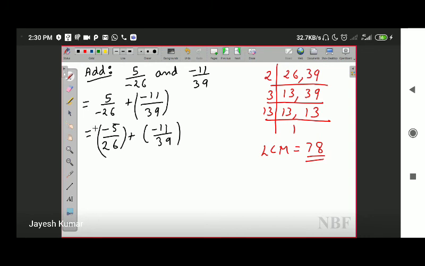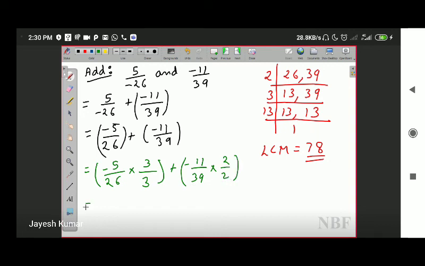Okay. So this will be minus 5 upon 26. What should we multiply with 26 to get 78? 3. Plus minus 11 upon 39. What should we multiply with 39 to get 78? That is 2. Okay. On solving it, this will be minus 15 upon 78 plus, let's put a bracket, minus 22 upon 78. Now it became like the question that we have been solving all this time.